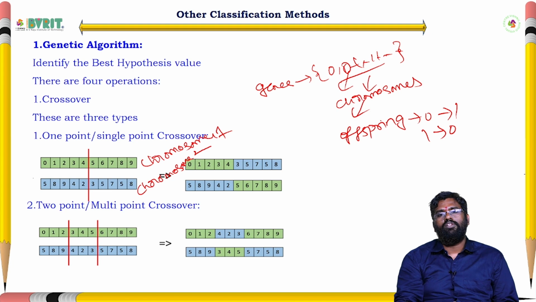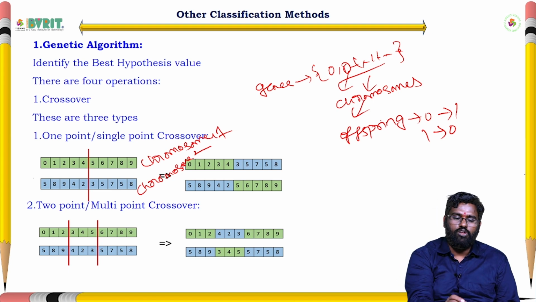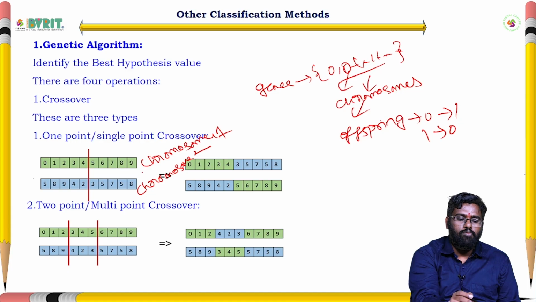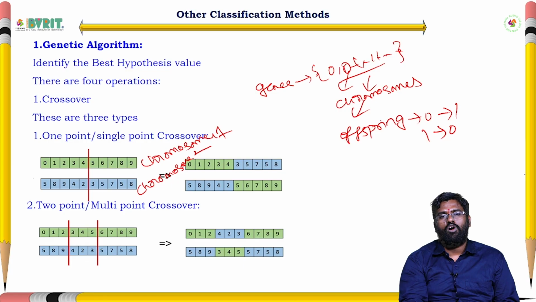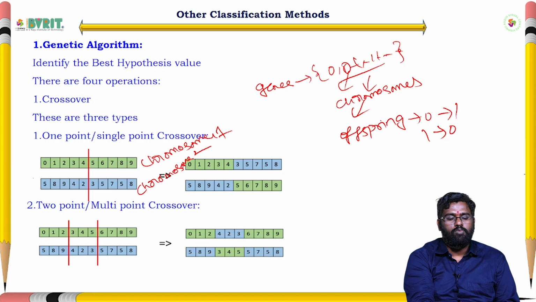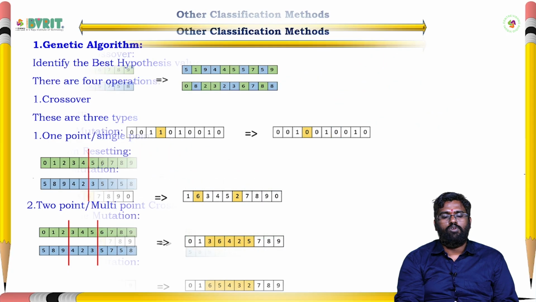When we draw the line, the values after the line will be interchanged between the two. So 5, 6, 7, 8, 9 will be moved into the second one and 3, 5, 7, 5, 8 will be moved into the first one. That is one point crossover, after the point. Two point crossover means the values within the two lines will be interchanged. So 4, 2, 3 will be moved into the first one and 3, 4, 5 will be moved into the second one. That is two point crossover.